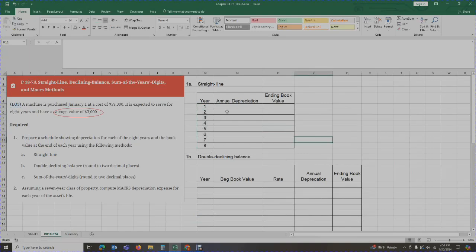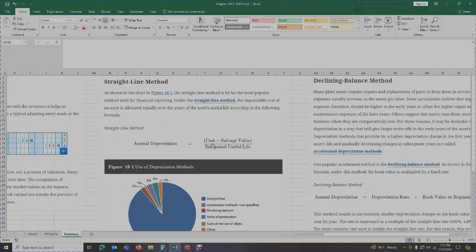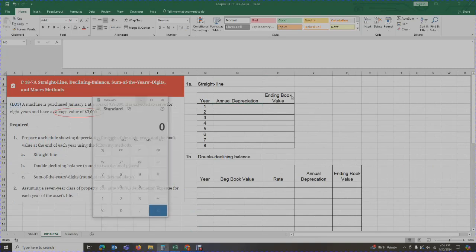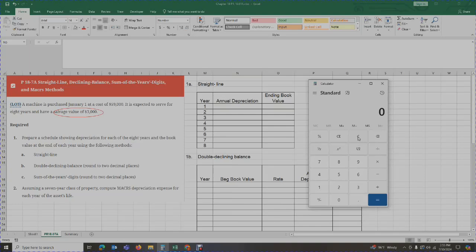Okay, 8 years. Now we need to calculate the annual depreciation. If we look at the formula, it's cost minus salvage value divided by useful life. So let's get our calculator. The cost of the asset is $59,000. I'm going to subtract the salvage value of $3,000. That's going to give me $56,000. That is known as a depreciable base.